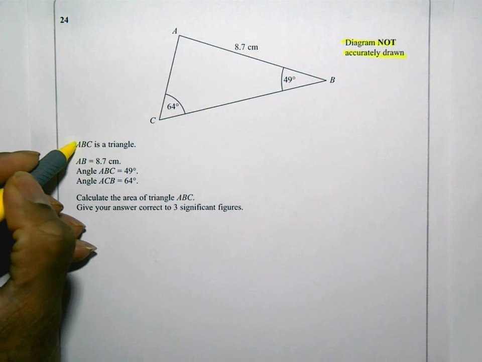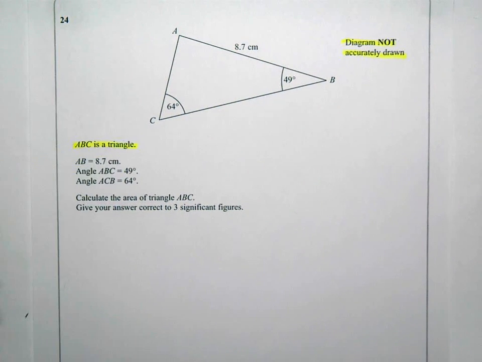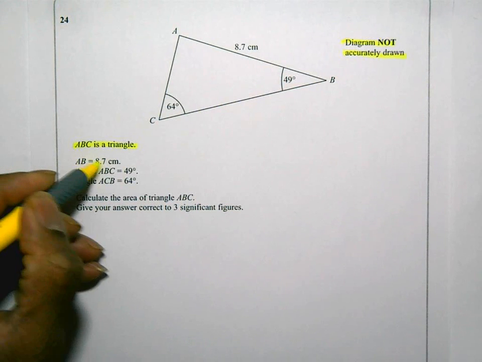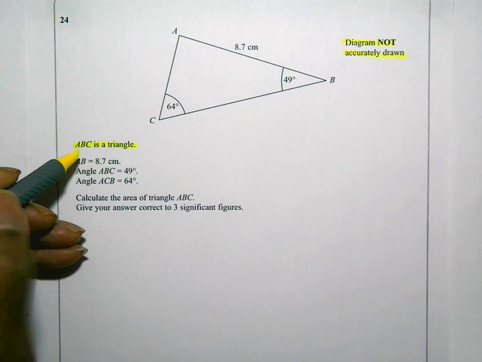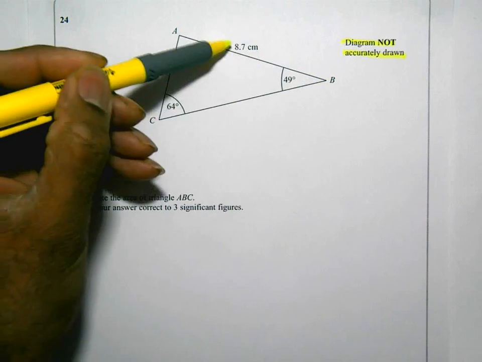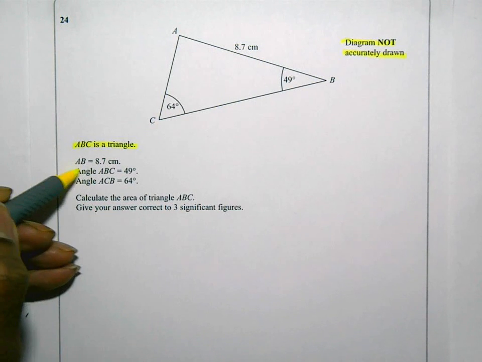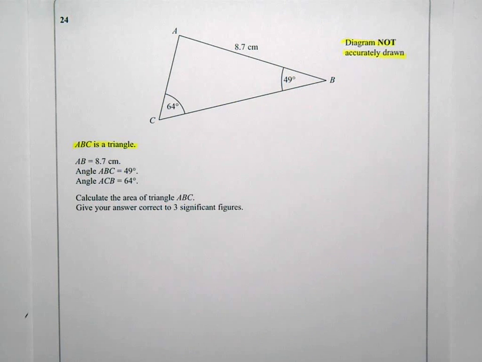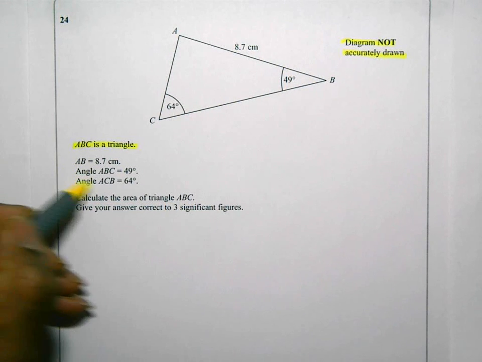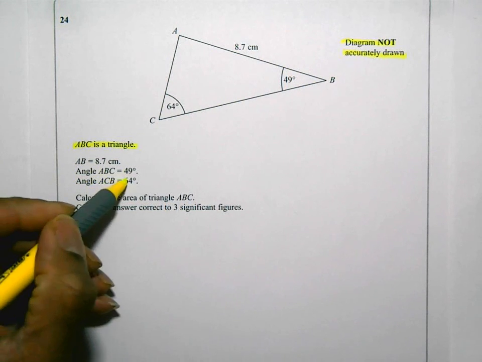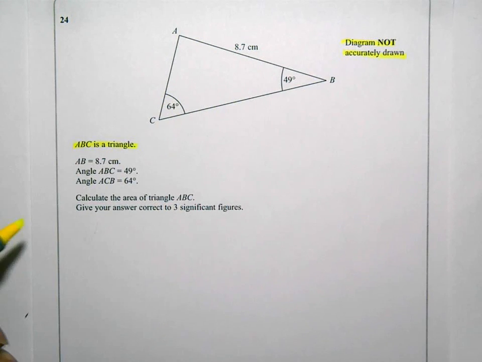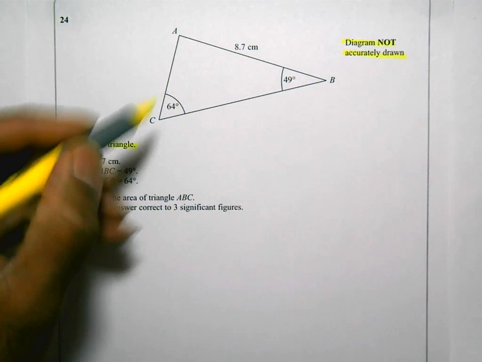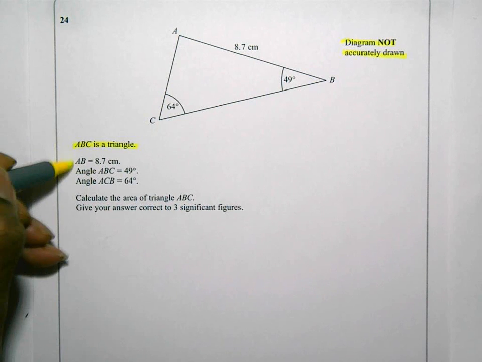The question says ABC is a triangle. AB is 8.7 centimeters, so A to B is 8.7, that's on the diagram. Angle ABC is 49 degrees, and there it is. And angle ACB is 64 degrees, and there that is as well. So all this information here is on the diagram.